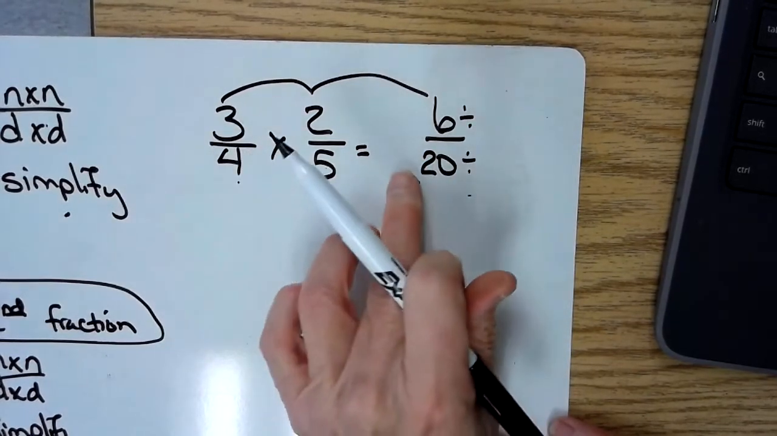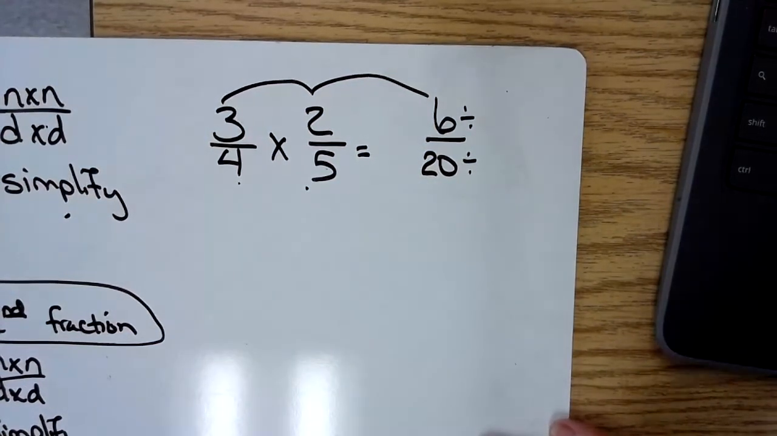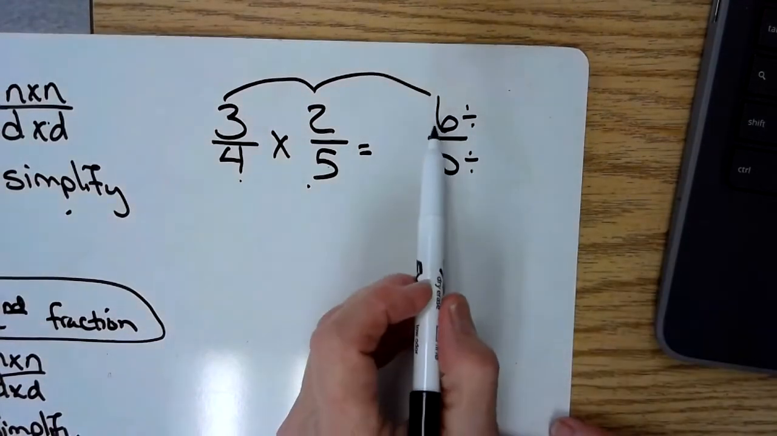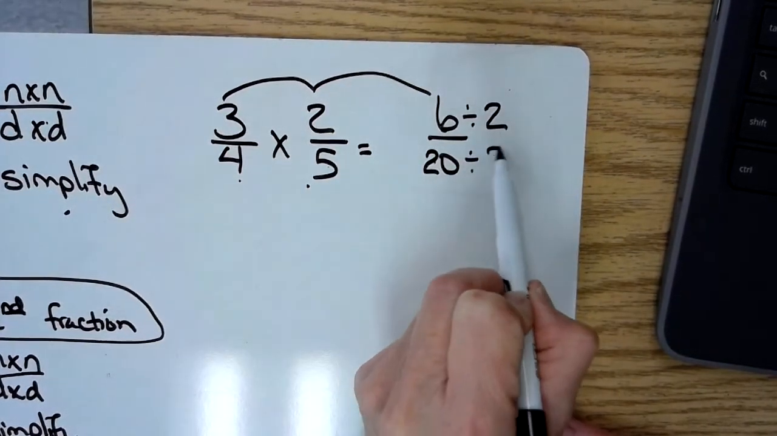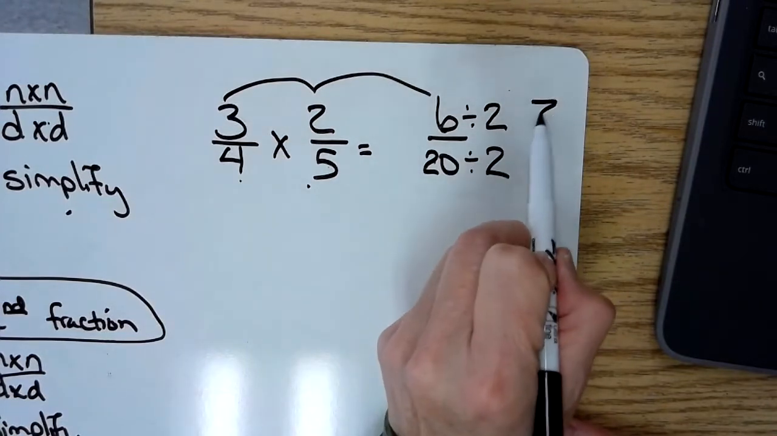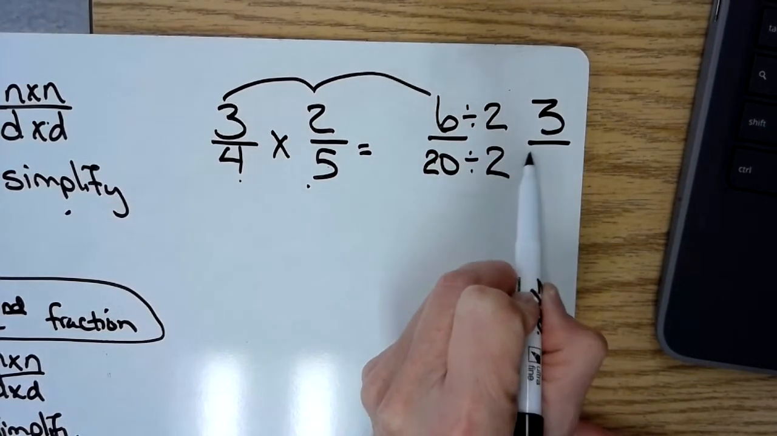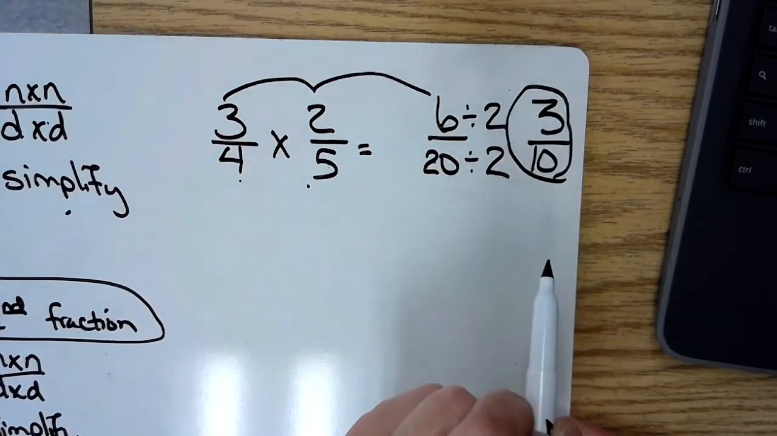When we reduce a fraction, we divide by the same number to make it smaller. So what number goes into both 6 and 20? The number 2, we can divide both by 2. They're even numbers, right? 6 divided by 2 is 3, and 20 divided by 2 is 10. And so my final answer is going to be 3/10.